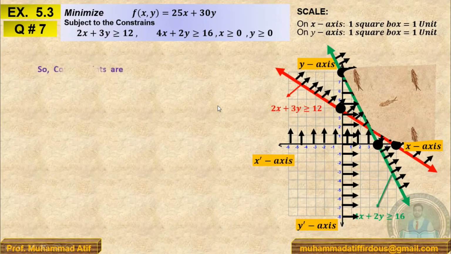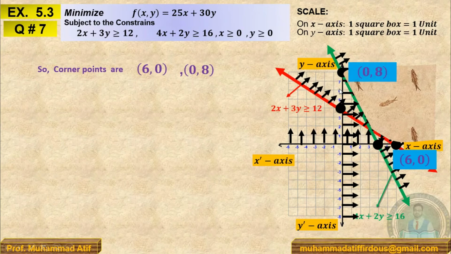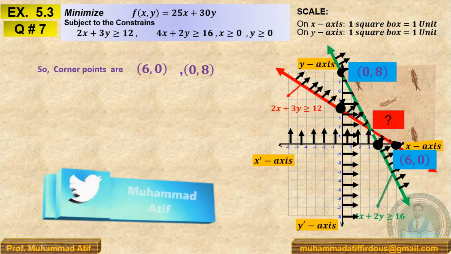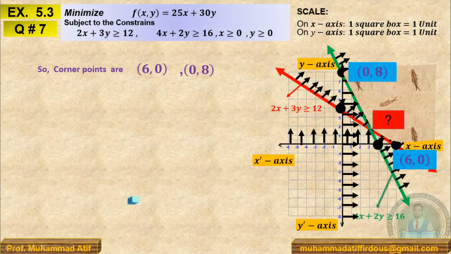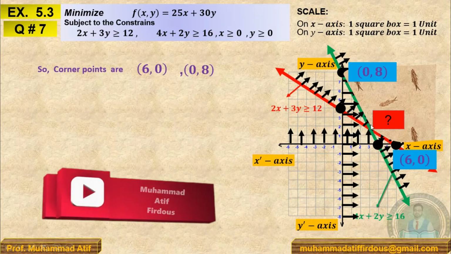So we have a corner point, you can see on the diagram, 6 and 0. This is your first corner point. You can directly write it from your graph. The second one is 0 and 8, but the third corner point is a tricky one. You have to find this corner point, nothing special. You just have to solve the two equations which intersect at this point.